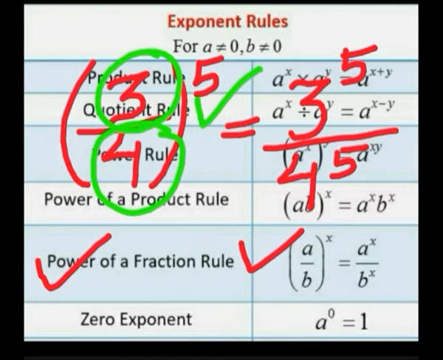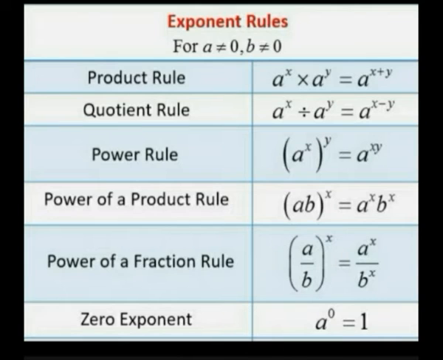Here I have distributed the exponent to both the bases. So this is how the power of a fraction rule is used. Next is zero exponent. Well, this is the easiest one, which says that any term, any expression or any number when raised to the power 0 gives you 1.